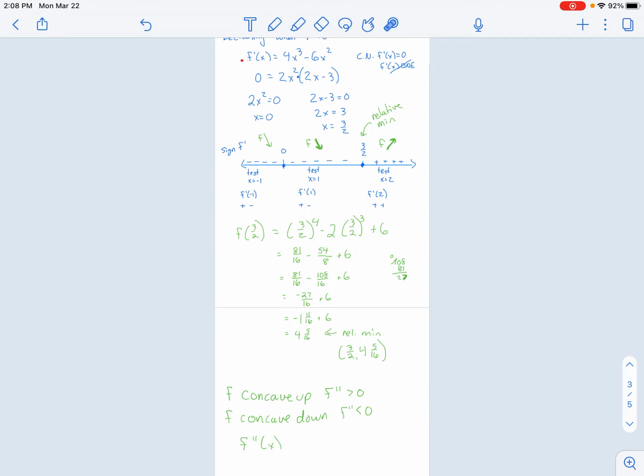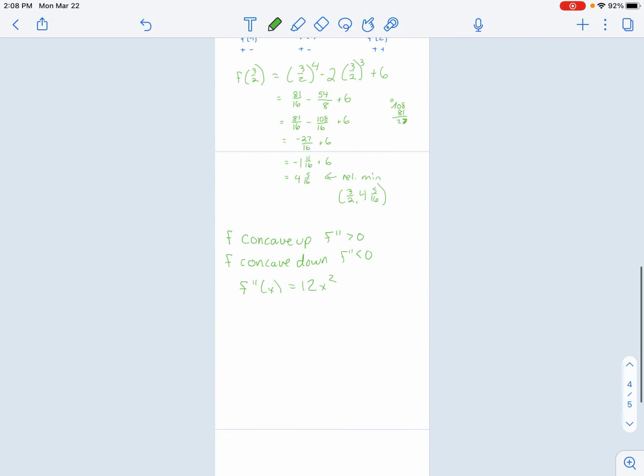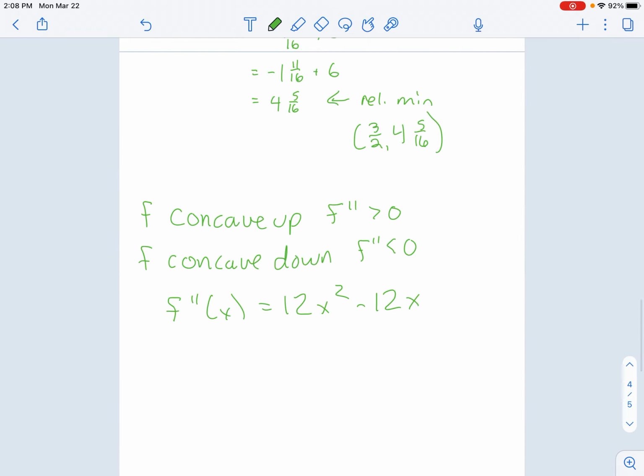So I'm looking up here at my first derivative. So this is going to be 12x squared. And this is going to be 12x. Nice 12s there. So again, I want to know where the second derivative is 0 or where it does not exist, because that's where I might change signs in my concavity. It's a polynomial, so we don't have to worry about the does not exist. So let's make this 0.